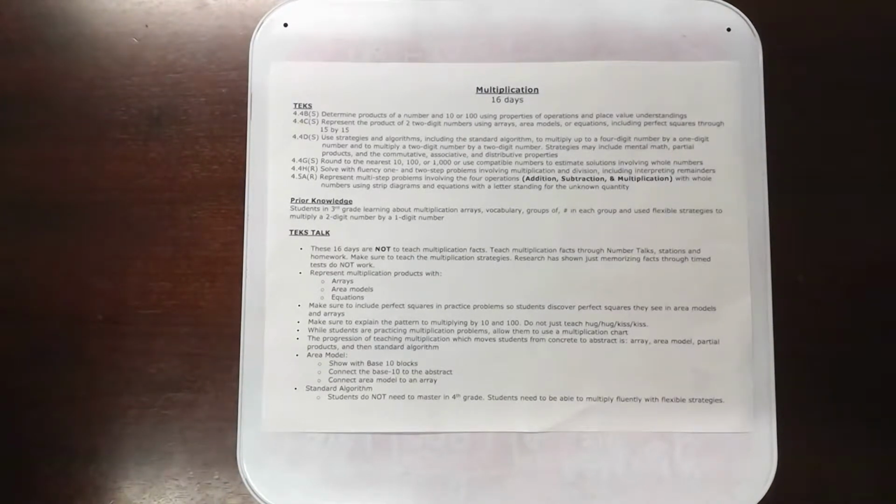In our last multiplication video, we talked about TEKS 4.4b, 4.4c, and 4.4d. We talked about reviewing multiplication with our students since they already learned about multiplication in 3rd grade, so reviewing arrays and simple area models. And then we talked about introducing multiplying by 10 and 100 and multiples of 10 and 100. And then finally we talked about how to solve 2 by 1, 3 by 1, 4 by 1, and 2 by 2 multiplication problems using base 10 arrays and area models.